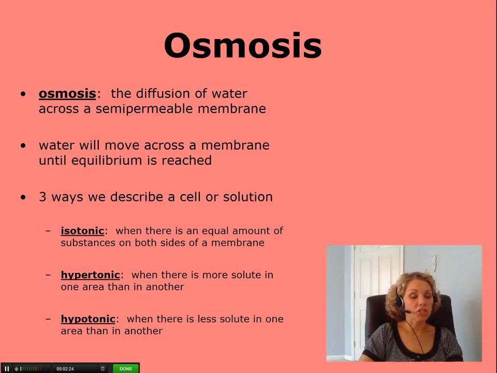Osmosis is the diffusion of water across the semi-permeable membrane. Water will move across a membrane until equilibrium is reached. There's 3 ways we describe a cell or a solution surrounding the cell.